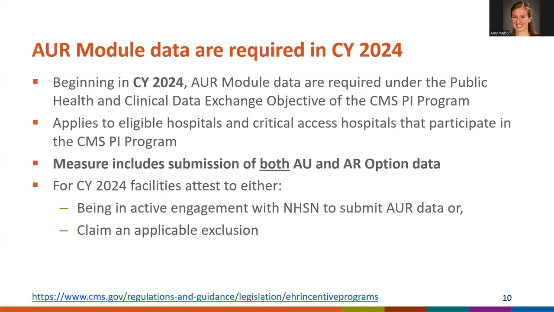Okay, so for 2024, facilities are going to attest to either being in active engagement with NHSN to submit their AUR data or claim an applicable exclusion. So we'll talk about what both of those things mean, active engagement and exclusions, in the next few slides.